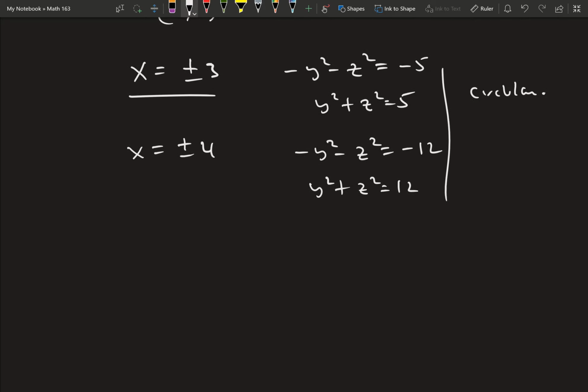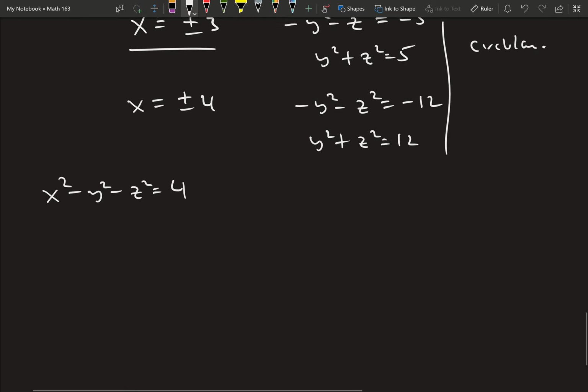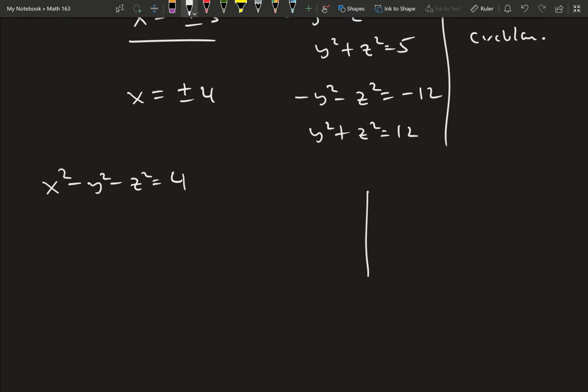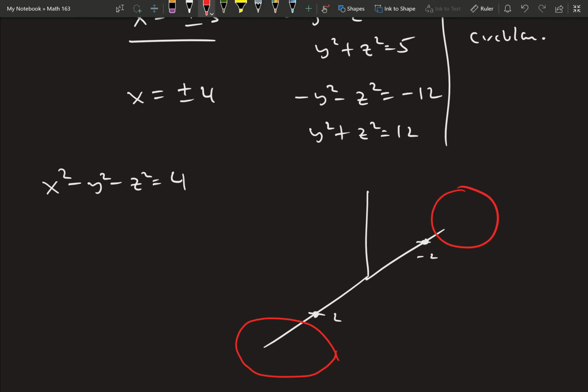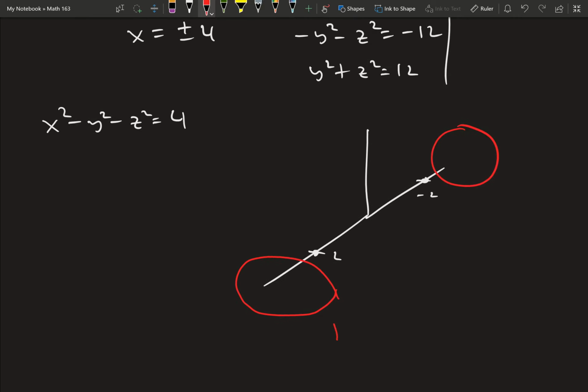So what ends up happening here, and let me just keep the equation here so we have that available for us, is that in the x direction, at plus and minus 2, we have just points. And as we go along, at x equals 3, you'll have a circle. At x equals negative 3, you'll have a circle. At x equals 4, you'll have a slightly larger circle. At x equals negative 4, you'll have a slightly larger circle.